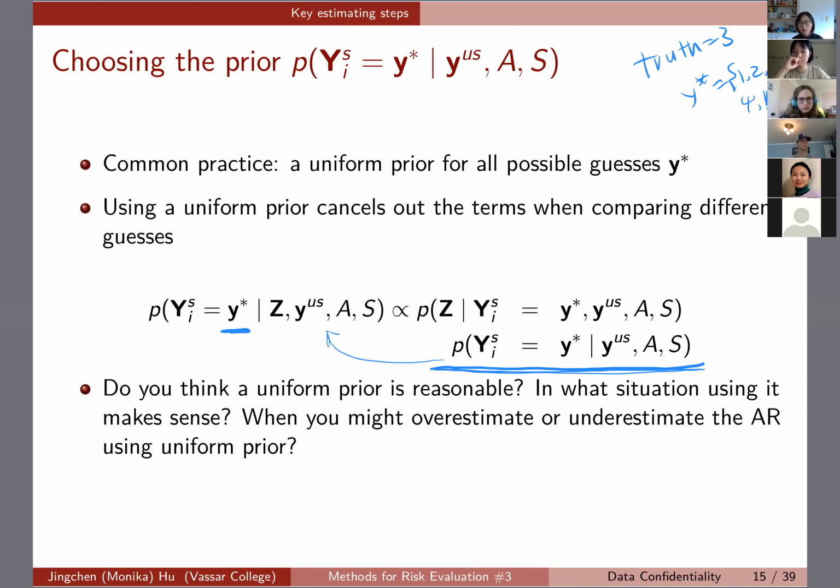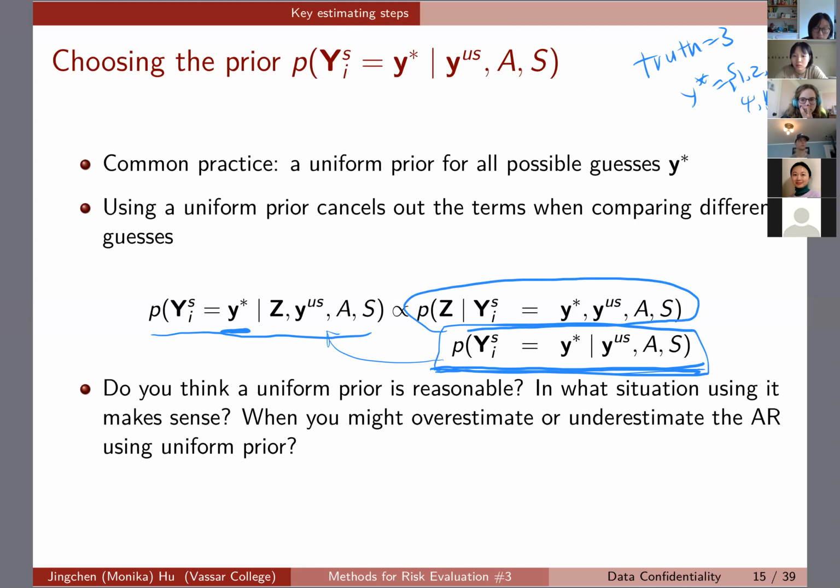Okay, so in there, you will see that we're going to do some computation, and then some comparison. So if you choose a uniform for this part, then they're all going to get canceled out. Say if it's 6, it's 1 over 6. So it's going to be 1 over 6 for all of the 6 different choices. So the left-hand side, in the end, is going to be driven by the estimation of Z given the guess and then the intruder knowledge, right? Well, if you use a uniform prior, that will be the case.